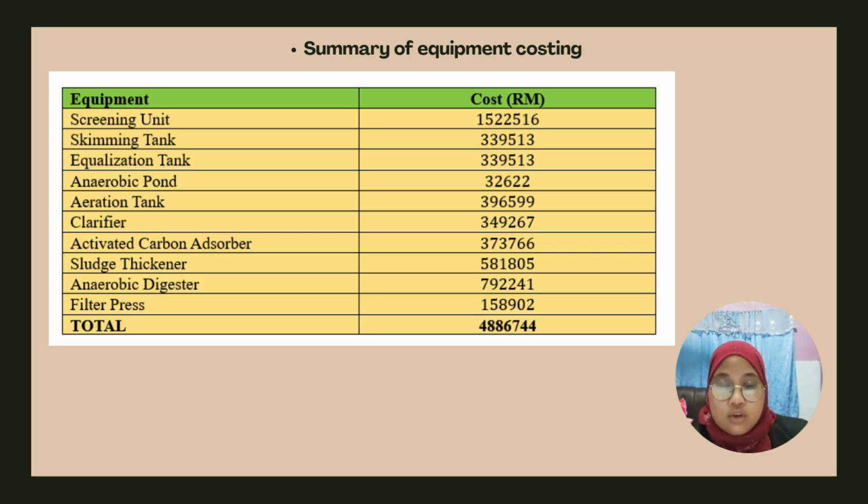In conclusion, the total estimated economic cost for the proposed palm oil mill effluent treatment system is approximately 4.89 million Malaysian ringgit. The selected materials provide a balance between durability, corrosion resistance, structural strength, and economic feasibility, ensuring reliable long-term operation of the treatment plant while minimizing maintenance and replacement costs.